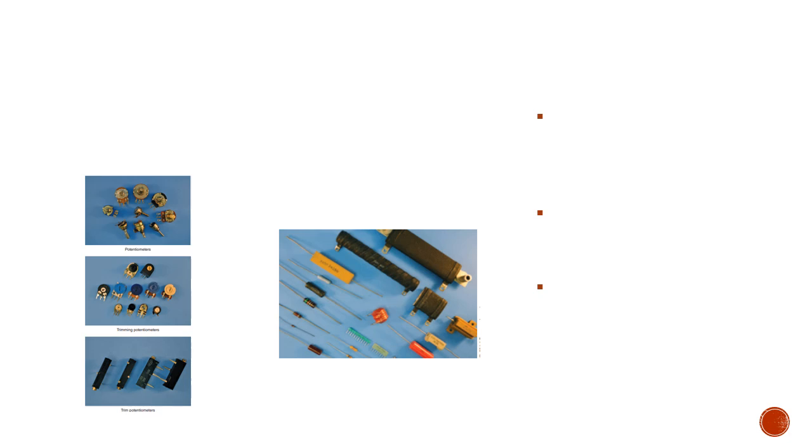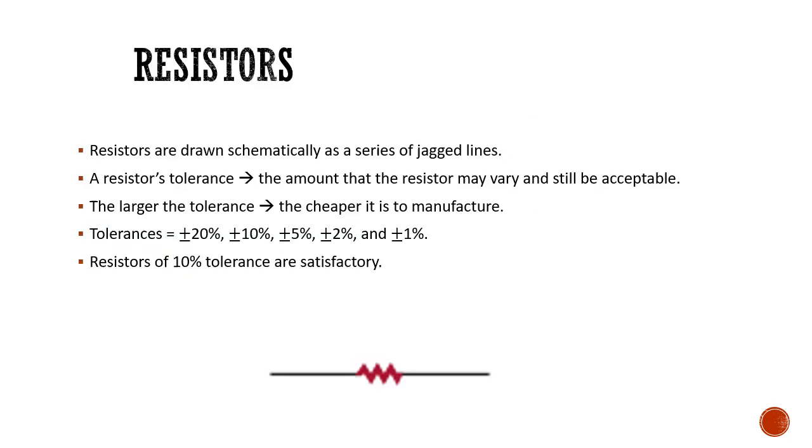Figure on right are fixed resistors that come in various sizes and shapes, and figure on left are variable resistors that come in many styles to meet the needs of manufacturers of electronic equipment. Resistors are drawn schematically as a series of jagged lines, as shown in the figure.